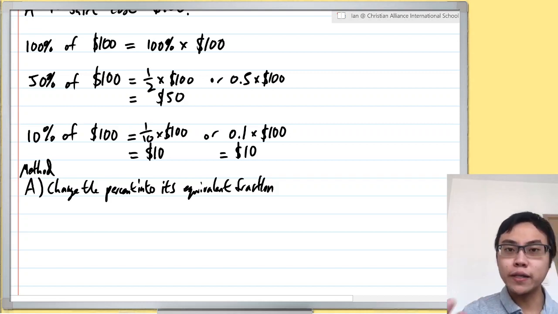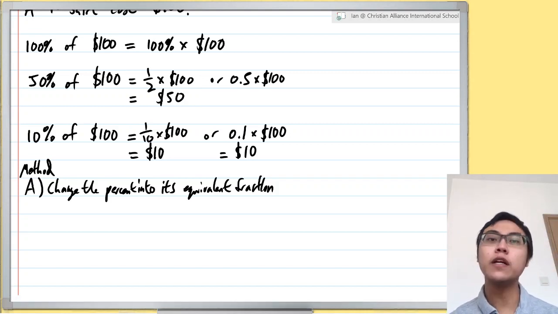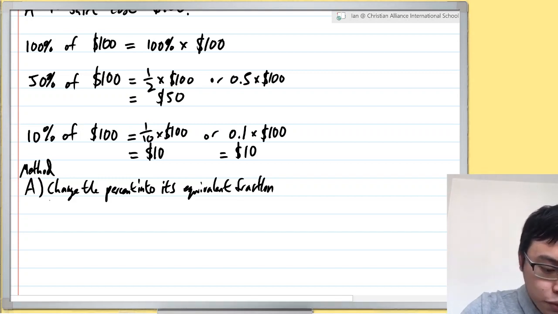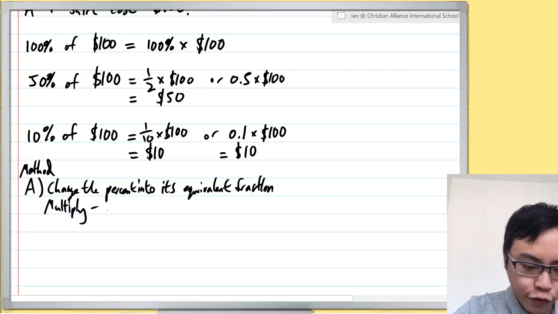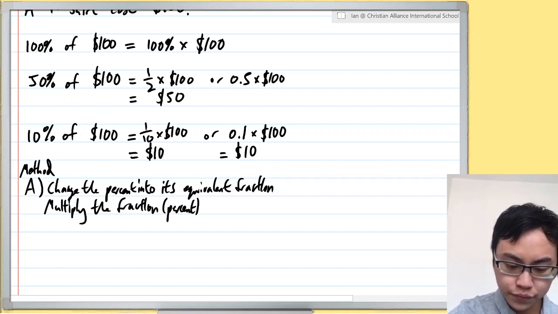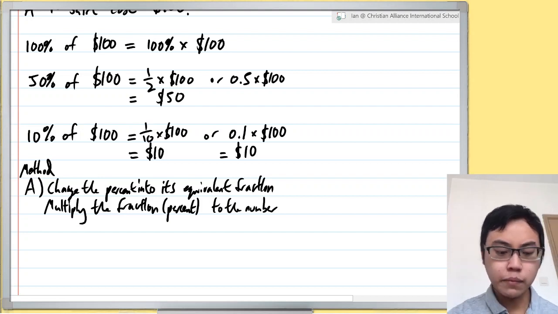And then you multiply the fraction by the number. The percent of a number will be the fraction times the number. And so then you multiply the fraction percent to the number. So that's method A.